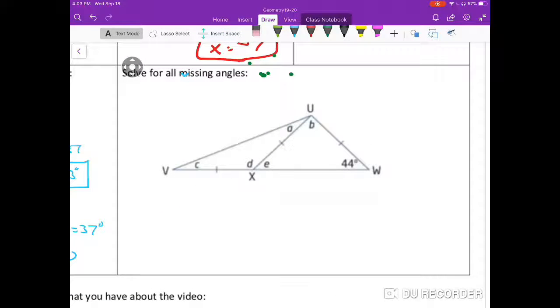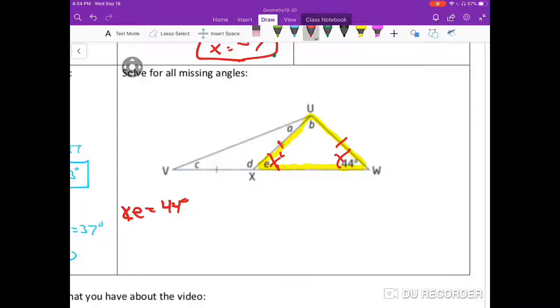Okay, so this one, last one, a lot of information here, a lot of missing angles. So let's start with the easiest ones that we can find first. So the first thing I notice is this triangle is isosceles because these two sides are congruent. If those two sides are congruent, then these two angles are congruent. So that tells me that angle E is 44 degrees.